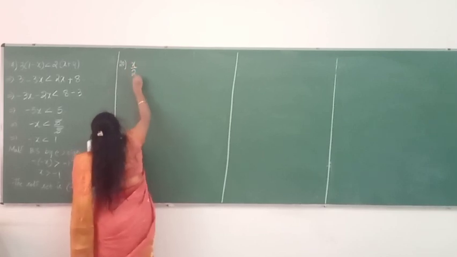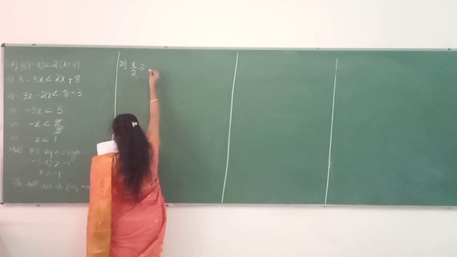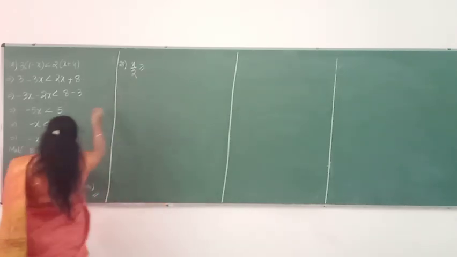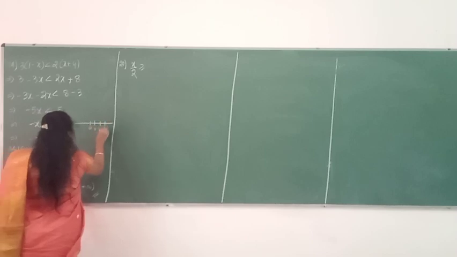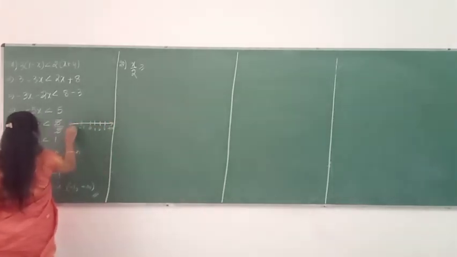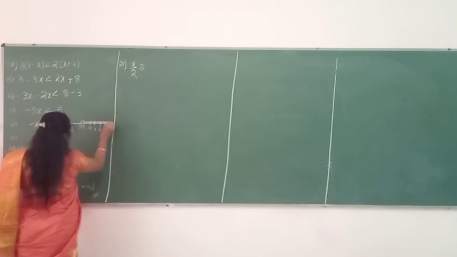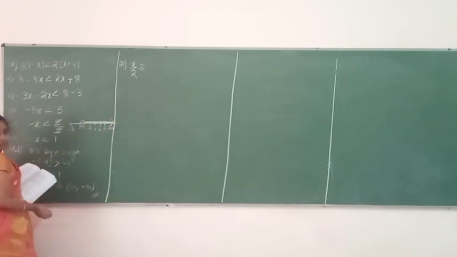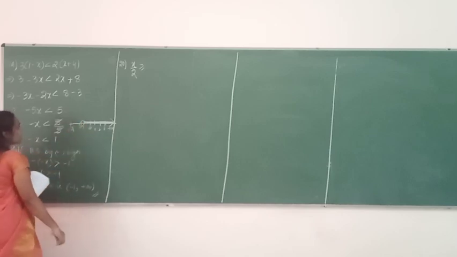X by 2 is greater than or equal to. So the previous problem, I already said we have to draw a number line. And here it is greater than, so it will not be a shaded circle.